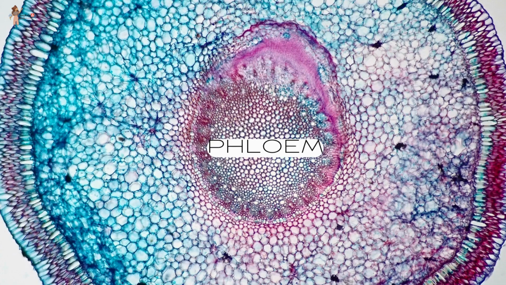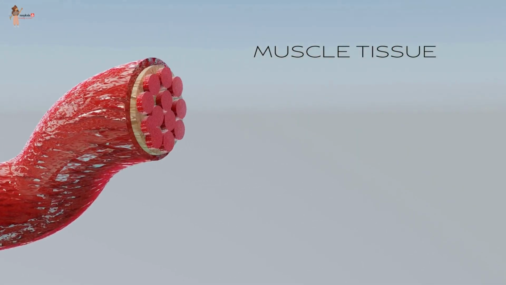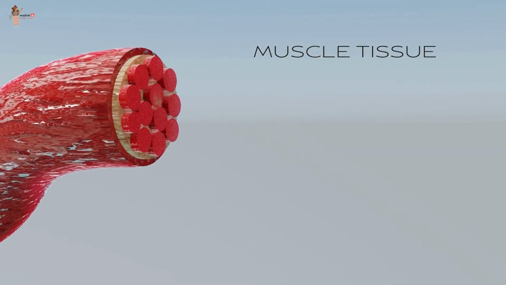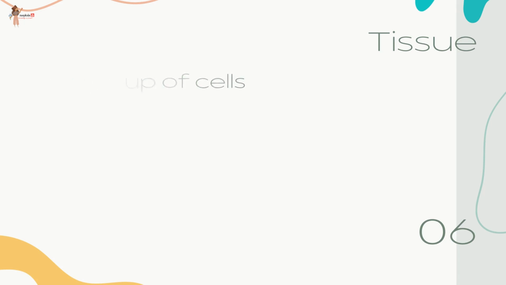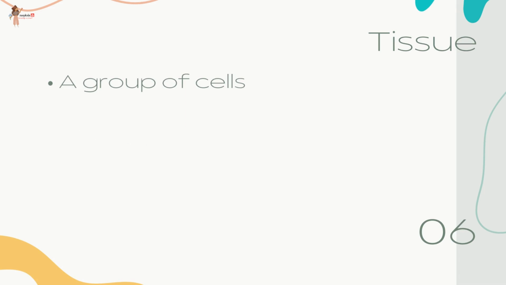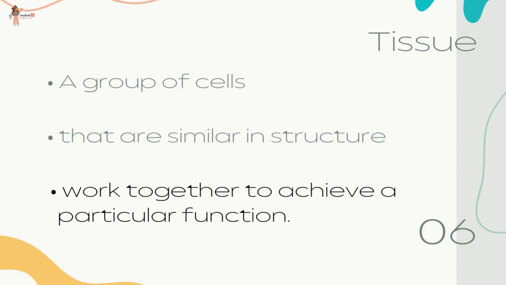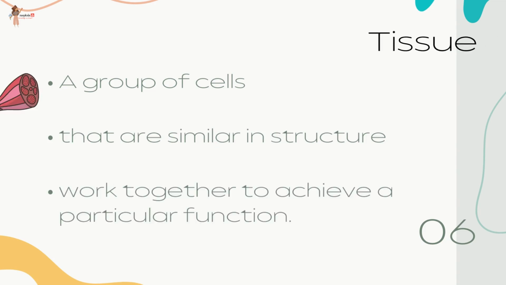Blood, phloem, and muscle are all examples of tissues. Thus, a group of cells that are similar in structure and work together to achieve a particular function forms a tissue.